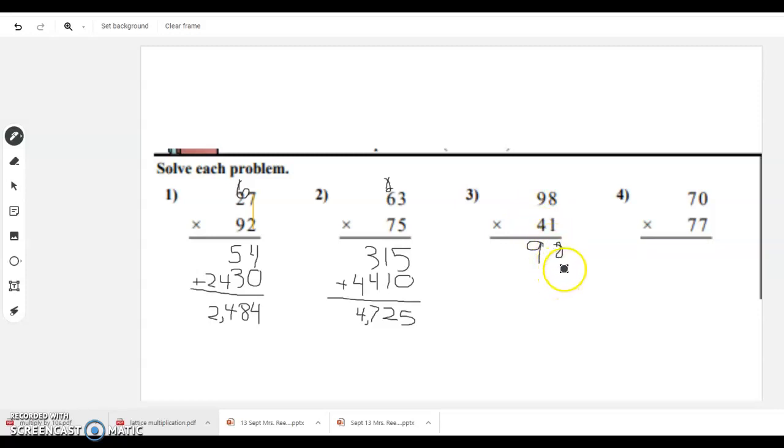Then I'm going over to my tens. Put a 0 as a placeholder. 4 times 8 is 32. Plus 3. 4 times 9 is 36. Plus 3. 37, 38, 39.